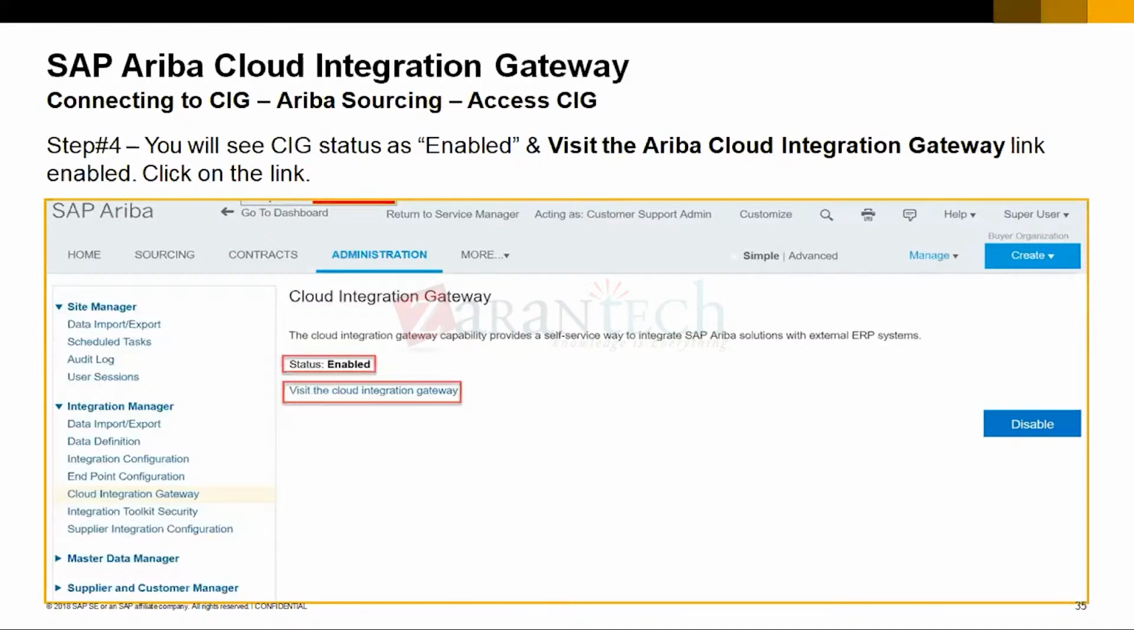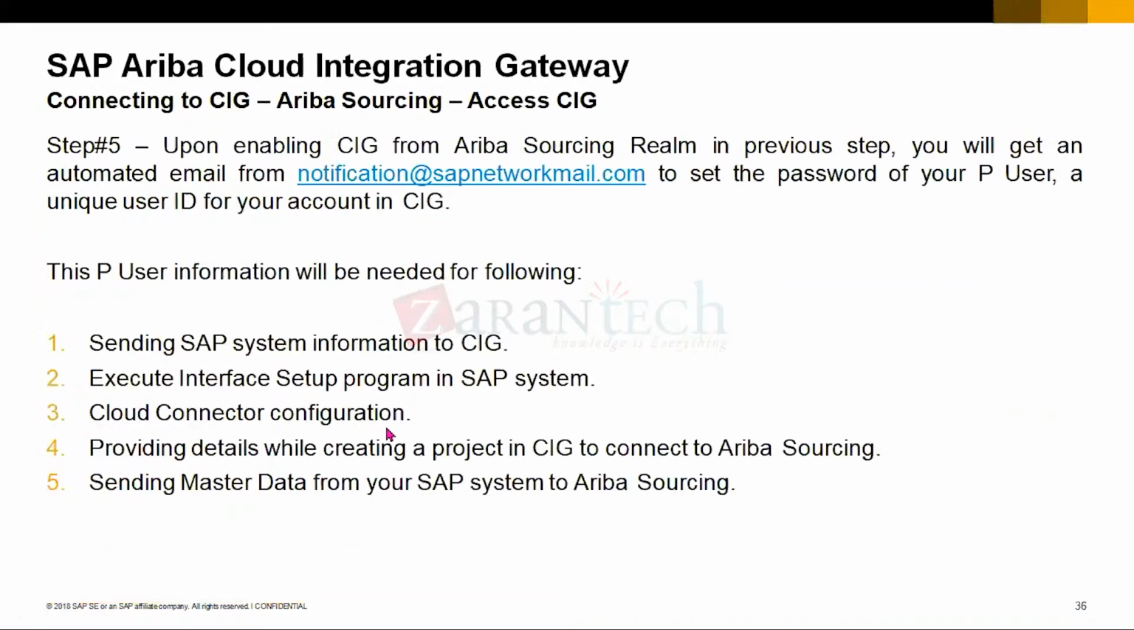So whenever you want to access CIG, these are the only places from where you can access it. Either you can do it from the administration in case of strategic sourcing, or from the core administration in case of the buying and invoicing solution, or from the Ariba network under the cloud integration gateway setup. So whenever you have the requirement to access the CIG, we always have to come here.